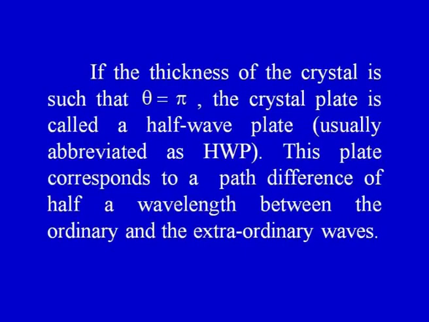Similarly, if the thickness of the crystal is such that theta equal to pi, the crystal plate is called a half wave plate, usually abbreviated as HWP. This plate corresponds to a path difference of half a wavelength, that is lambda by 2, between the ordinary and the extraordinary waves. Let us consider in detail the working of a quarter wave plate.